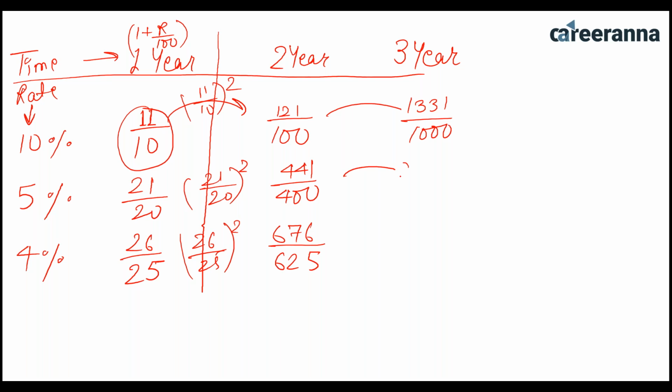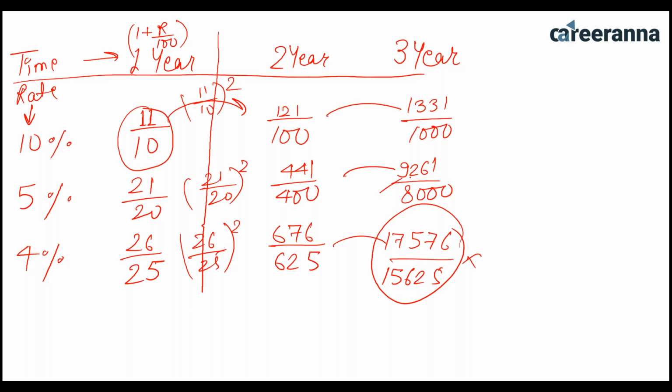For this value, 9261 upon 8000. For this value, 17576 upon 15625. You hardly need to remember this, but generally, if the question is asking about the third year, then the examiner will take this percentage limited to 10 or 5, or he will give you a bigger percentage so that the fraction will remain comparatively smaller. Okay. So for example, this value.